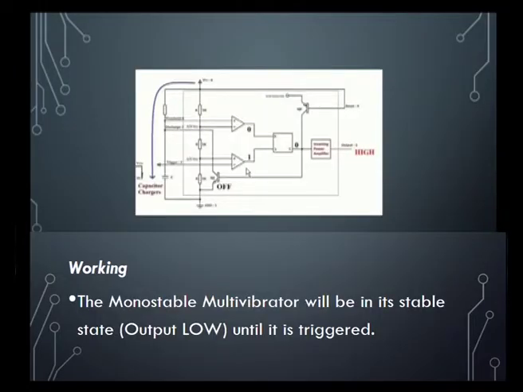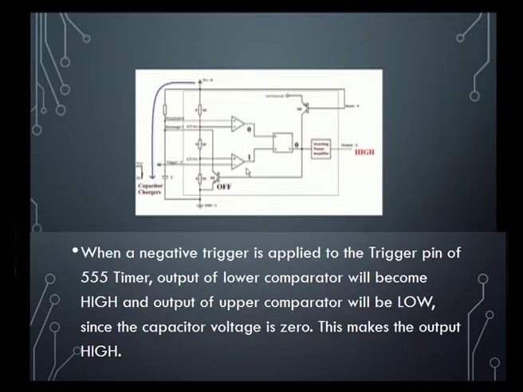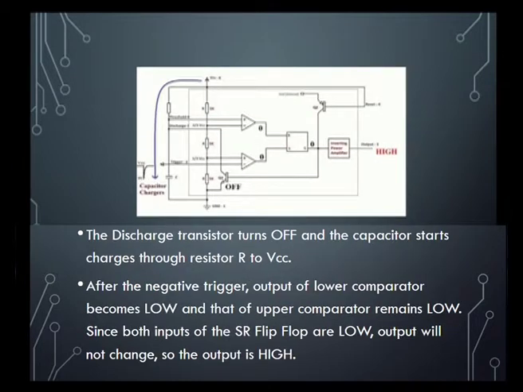Next, when a negative trigger is applied to the trigger pin of the 555 timer, the output of the lower comparator will be high and the output of the upper comparator will be low. Since the capacitor voltage is 0, this makes the output high. Because we give the trigger input here, the output will be high. Then the discharge transistor turns off and the capacitor starts charging through the resistor R to VCC.